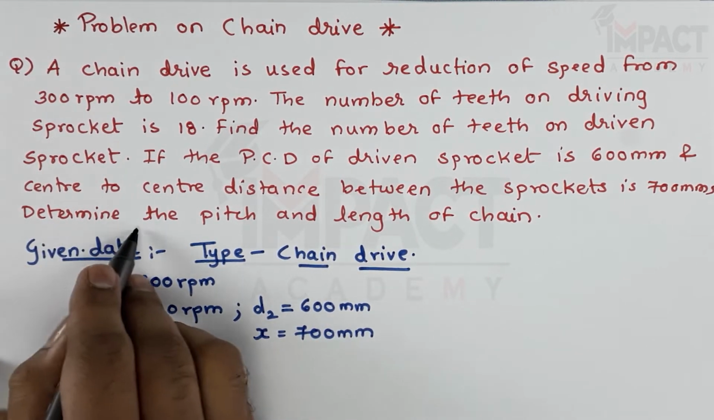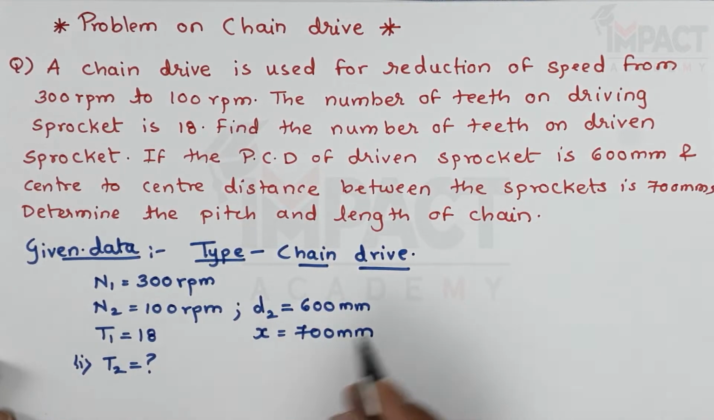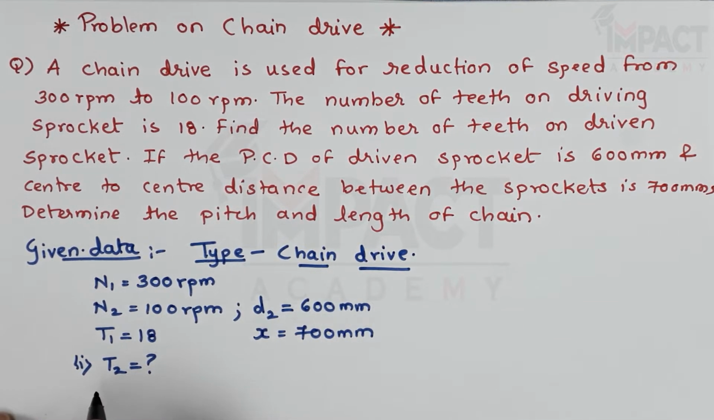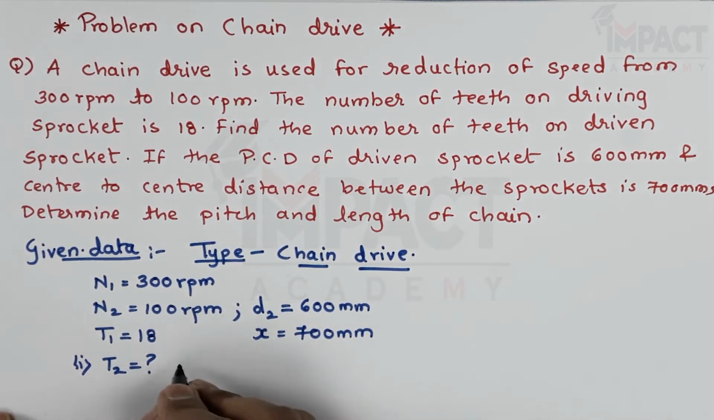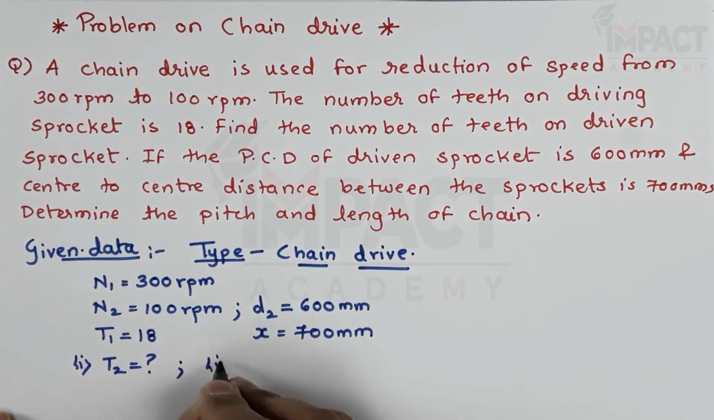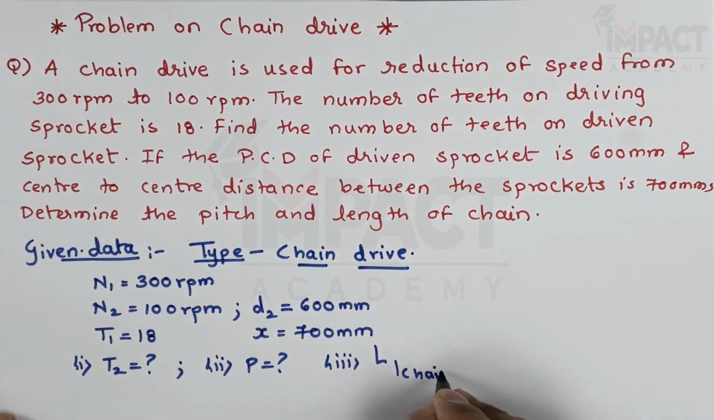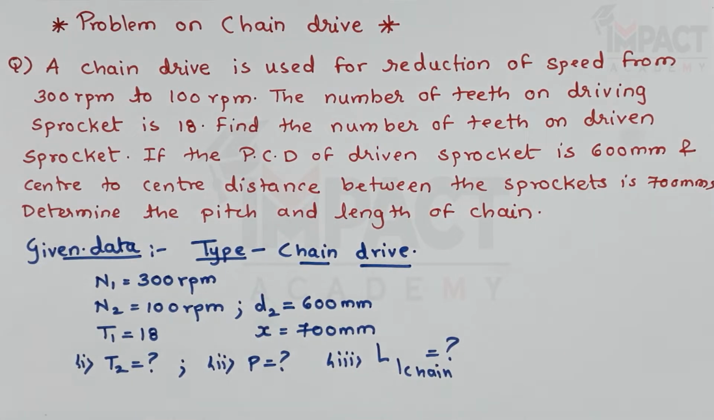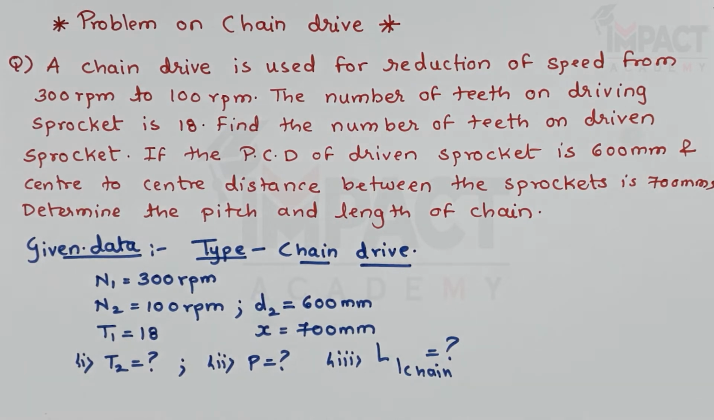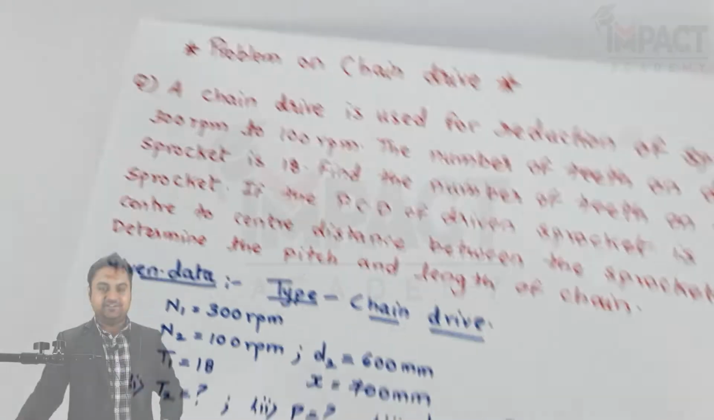Then the question is determine the pitch and length of the chain. So after T2, that is the number of teeth on the driven sprocket, we have to find the pitch of the chain and the length of the chain. So here is the question in front of us. In the solution part, I'll be solving it in steps. First, we are going to find the number of teeth on the driven sprocket. So let's get started here.